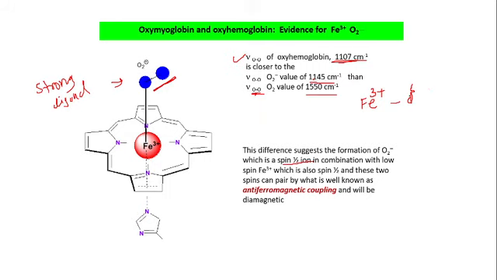Okay, and that's what happened here. This shows the 2 plus system, which is the D6 system, and that's why it shows low spin, meaning all the electrons are present in the lower energy level. This is known as antiferromagnetic coupling, and this will be of diamagnetic nature.